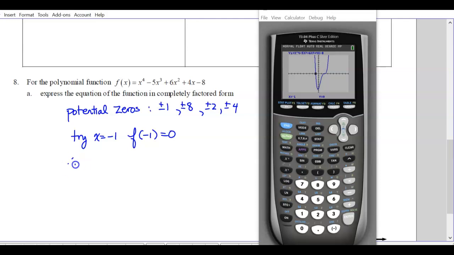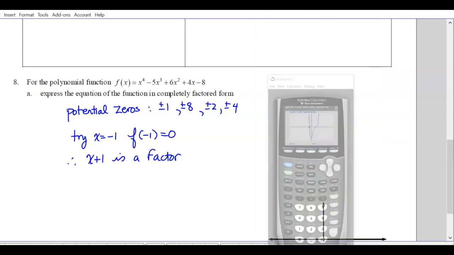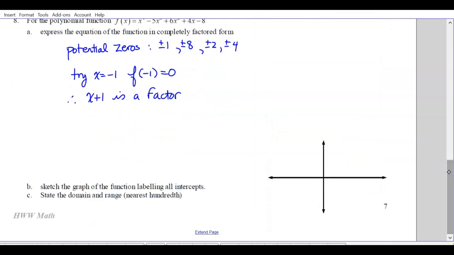Okay, so that means that x plus 1 is a factor. Yes, we could come up with the equation just by looking at our graph in our calculator, but we're showing the algebraic work. Okay, so we're going to do our synthetic division. We may actually have to do it twice because it's degree 4, but we'll see. Depends if we can factor.